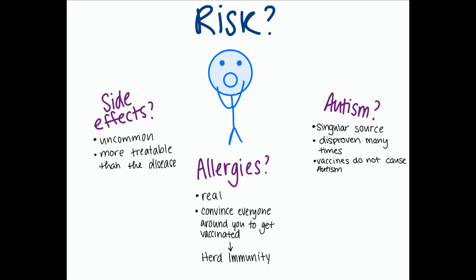But if you are allergic and can't get vaccinated, this means that you have to convince everyone around you to get vaccinated. This will cause a thing called herd immunity, where if enough people in a population are immune, this will prevent the spread of the disease. Studies show that in order for herd immunity to be effective, around 95% of the population has to be immune. That's why it's so important to get vaccinated, not just for yourself, but for the people around you that can't.